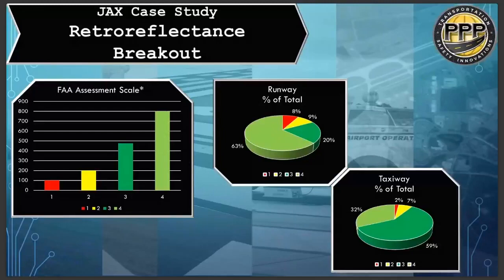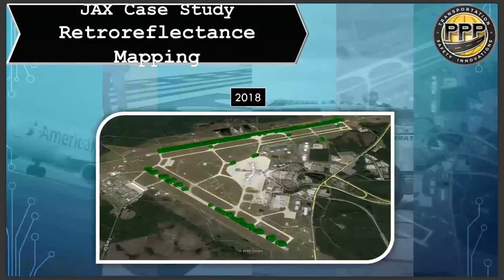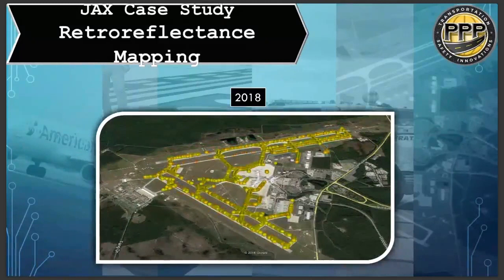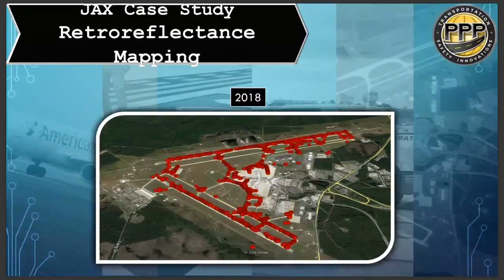In 2018, this is our map. We were talking about being able to map things out. This is green. This means that marking was at, I believe, 900 or higher. Then we get a little bit lower, and a little bit lower, and these are the markings that need to go into maintenance, and these are the ones that just need to be replaced.